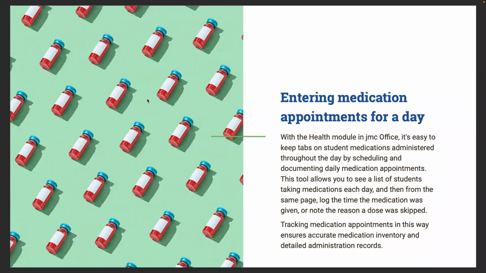With the health module in JMC Office, it's easy to keep tabs on student medications administered throughout the day by scheduling and documenting daily medication appointments. This tool allows you to see a list of students taking medications each day, and then from the same page, log the time the medication was given or note the reason a dose was skipped. Tracking medication appointments in this way ensures accurate medication inventory and detailed administration records.